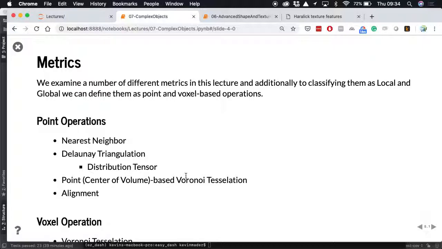So the metrics that we'll talk about in this lecture that are a little bit new here are divided into two categories. We have this idea of local metrics and more global metrics. And we can look at them as point operations or voxel operations. And so point operations are obviously things that we do once we've done a segmentation and we have something like the center of volume for our object. And so there we can calculate nearest neighbor, we can do triangulation, we can do center of volume based Voronoi tessellation, we can do alignment, a number of metrics like that.